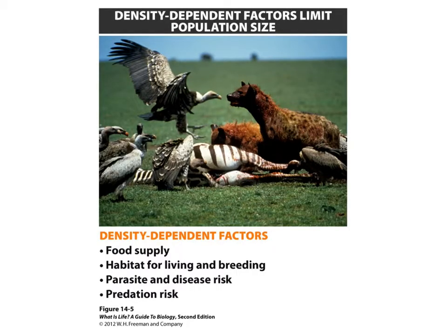Density-dependent factors include things like food supply, habitat for living and breeding, parasites and diseases, and predation risk. Again, all of these are affected by how many organisms there are in the population or how dense the population is. As the population becomes more dense, food becomes more scarce, space is limited, the risk of parasites and disease goes up because you're in close contact with your neighbors and can easily spread these things. And predation risk goes up because it's easier for a predator to catch a prey item if they are densely packed together.